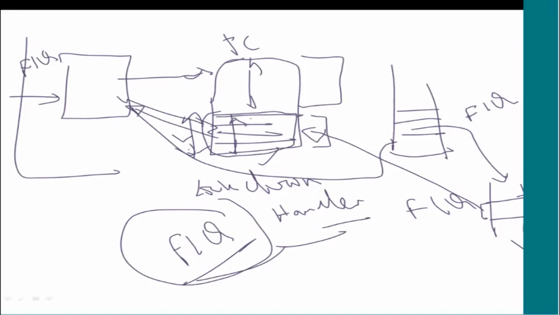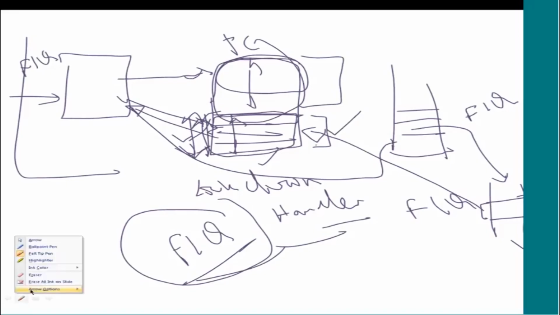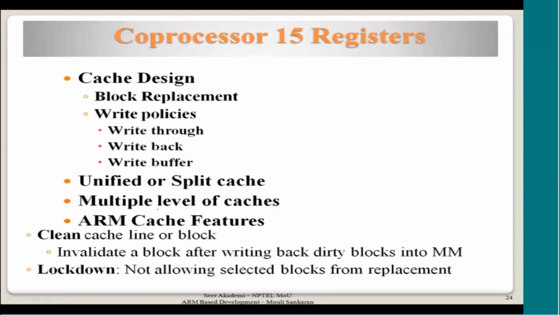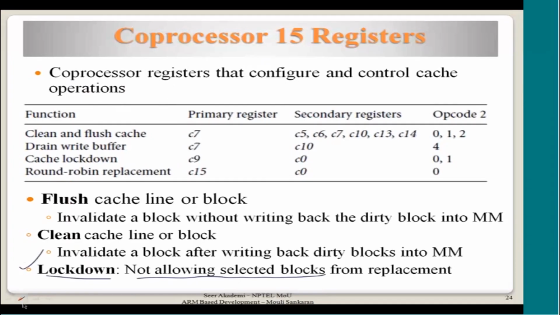It will happen only when replacement doesn't happen for these blocks. So you can lock down, saying don't even consider any blocks appearing in this cache block for replacement. Replacement happens only within the other locations, and these locations are not replaced. So FIQ can run faster. That is the purpose of this lockdown. I hope you understood all this.